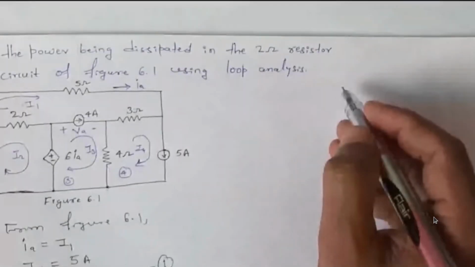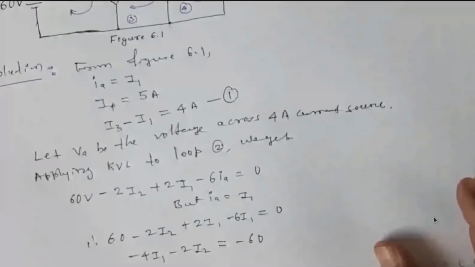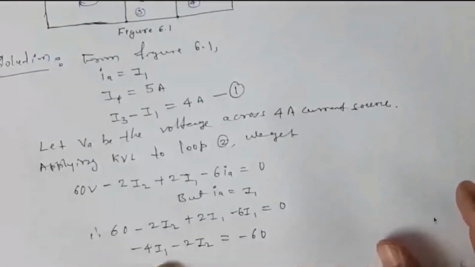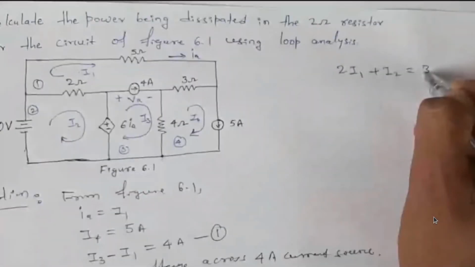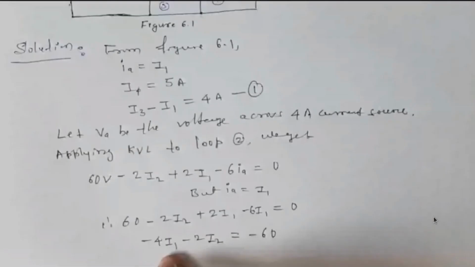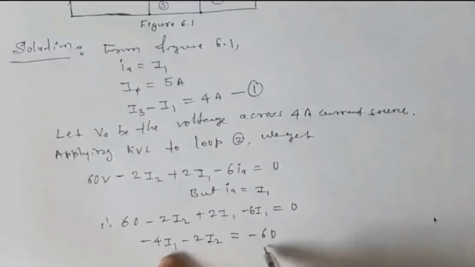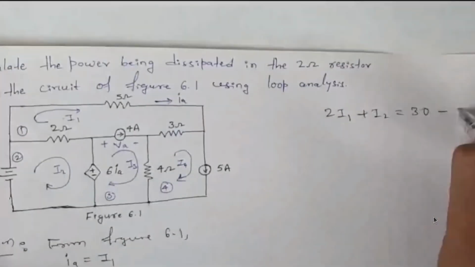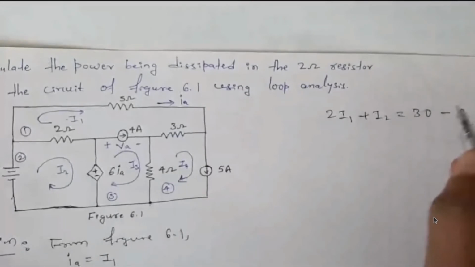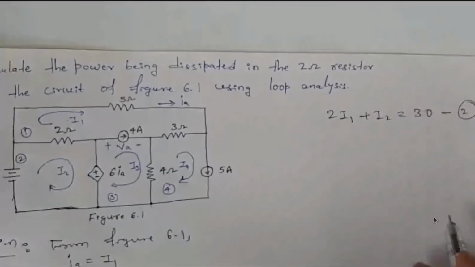Okay, so I'll divide both left and right hand side by equation 2. Then what we get is 2 I1, I have written, dear student, minus 4 I1 minus 2 I2 is equal to minus 60. I'm dividing it by minus 2. So we'll get 2 I1 plus I2 is equal to 30. So let me call this equation number 2.